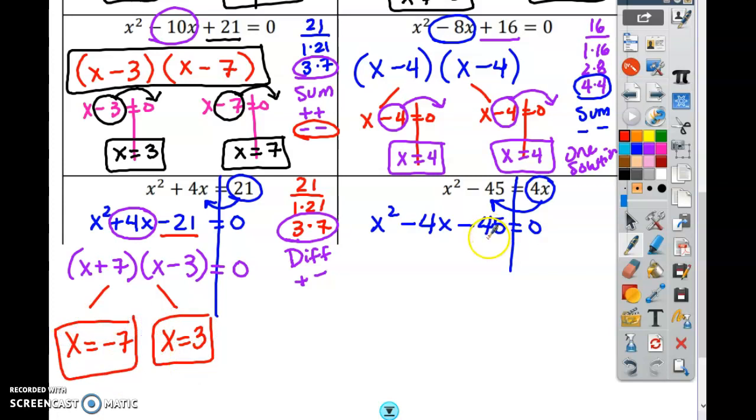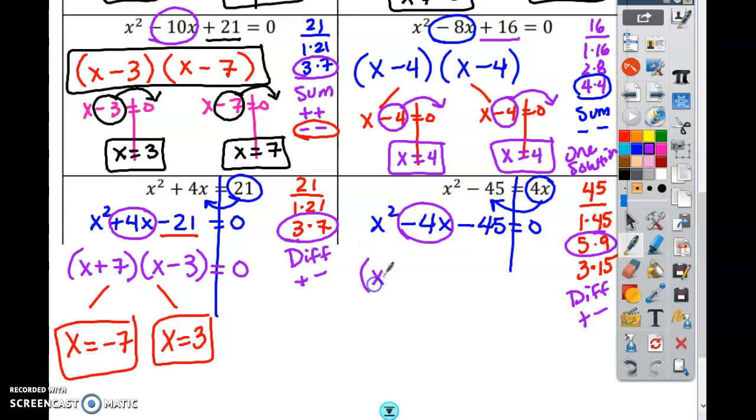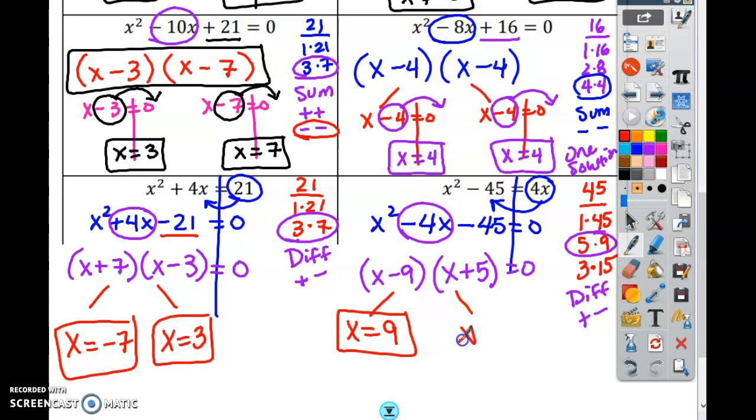Okay, factor this one. I need things that multiply and give me 45. 1 times 45. 5 times 9. What about 3? I think 3 works. 3 times 15. Okay. Which one gives me a sum or a difference of 4? 5 and 9. So it's a difference. One's plus, one's minus. The bigger number is going to take that minus. So the 9 is going to be minus and the 5 is going to be plus. Equals 0. What are my solutions? X equals positive 9 and x equals negative 5.